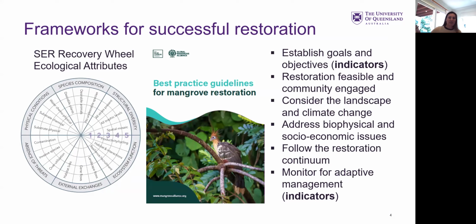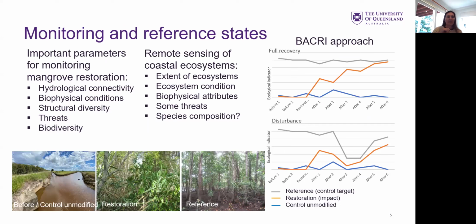And we suggest following the restoration continuum, using nature to initiate restoration, so using assisted natural regeneration like tidal reintroduction rather than active planting, and also to monitor for adaptive management. This starts and ends with indicators to track progress. So we need indicators which are relevant, quantifiable, and have an acceptable degree of confidence. We identified important parameters for monitoring mangrove restoration, and these are hydrological connectivity, biophysical conditions, structural diversity, threats, and biodiversity.